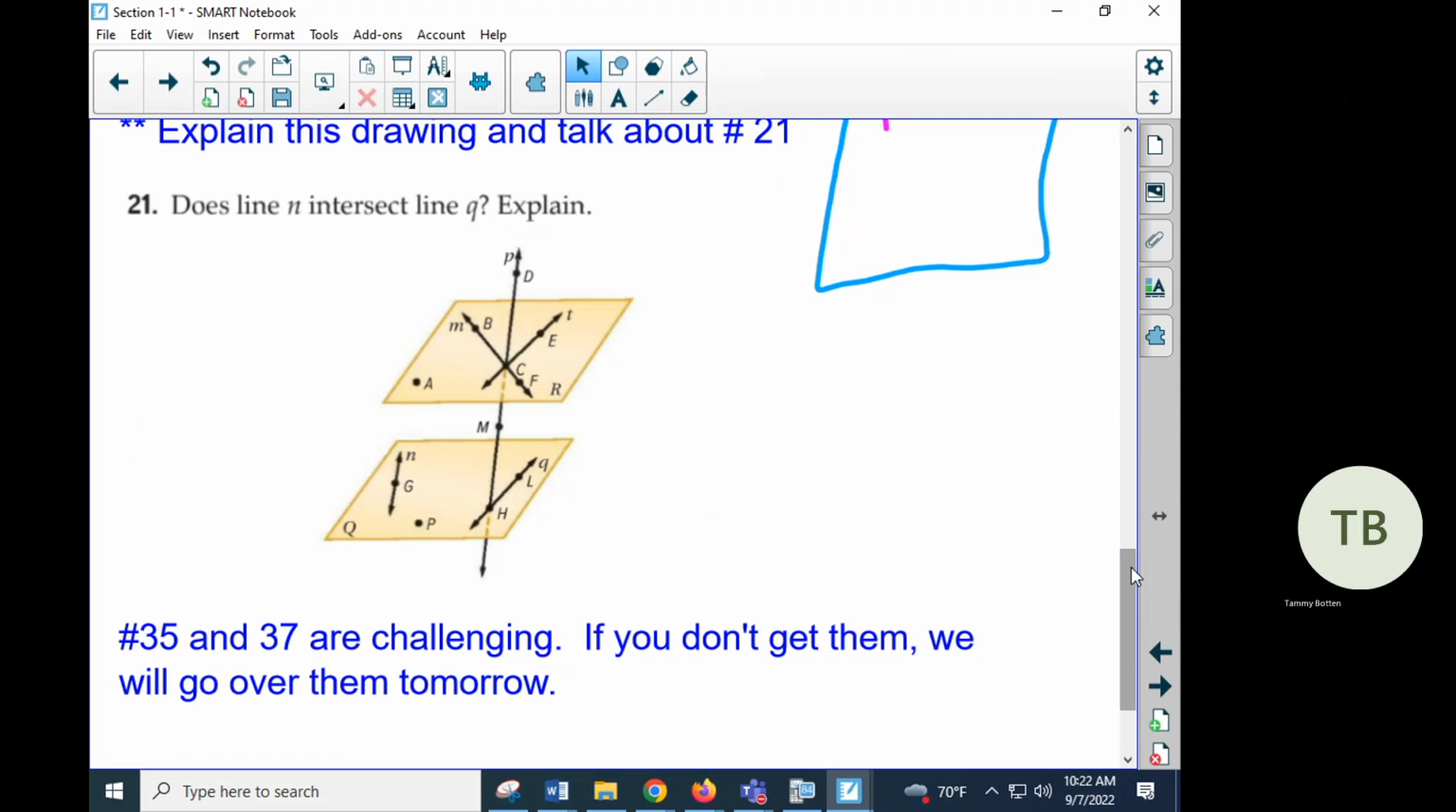And what the question asks us is, does line N intersect line Q? Now in the drawing, they don't, right? But think of lines as continuing. Would they eventually intersect? Yes. Okay. And then here, number 35 and 37 are challenging. If you don't understand them, come tomorrow, ask, or if you get to it today, ask. But those are challenging and we'll go over them tomorrow if you have questions. Sound good? All right.